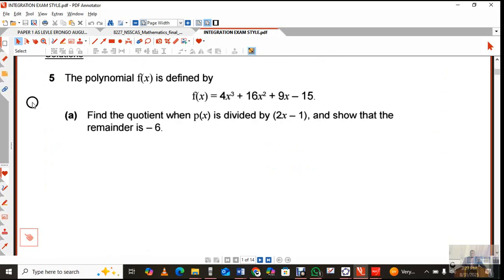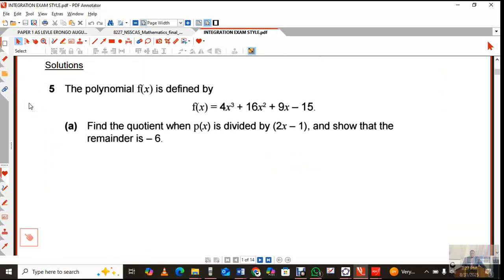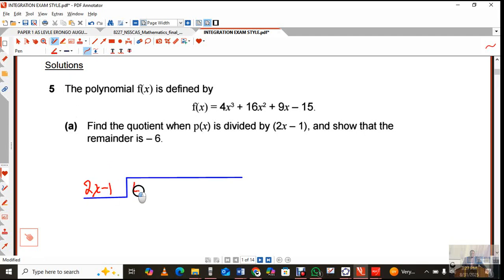Now remember I said I'm going to do long division and I'm going to do synthetic division. So let's start off by perhaps doing that long division. I hope my line is long enough. Right, so this is 2x minus 1. Over here we have got 4x cubed plus 16x squared plus 9x minus 15. You like to do some side work, or rough work, so you can just see how one does it.